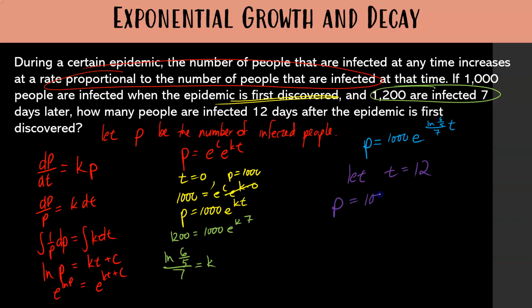So the number of people infected is 1,000 e to the power natural log of 6/5 over 7 times, what is that, 12. Again, calculator time. I hope that was enough for you. I also assume you kind of put this on fast forward speed at one point or another.